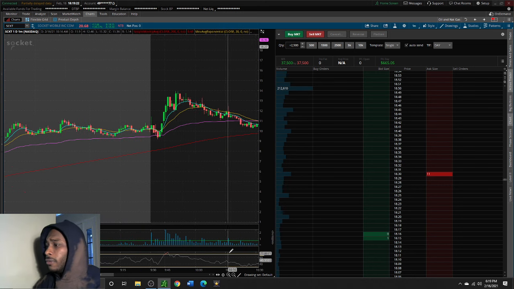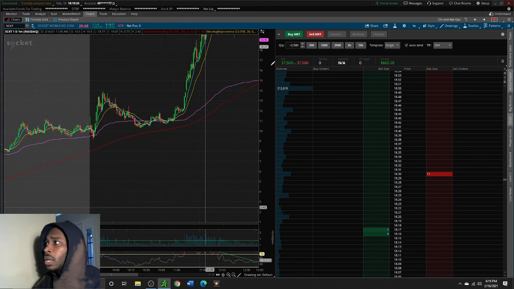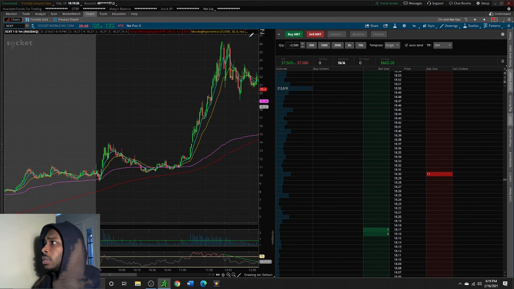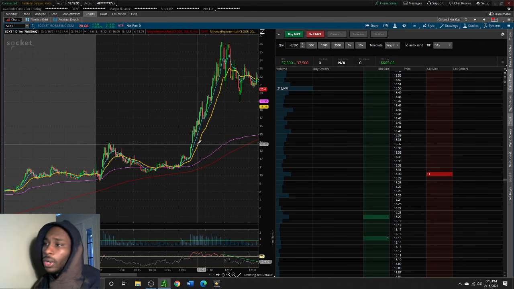All right, so the first thing I look at when I'm trading these type of stocks is the float. And the float is basically the shares outstanding or the shares in circulation. And the lower the better. It comes down to a supply and demand thing.